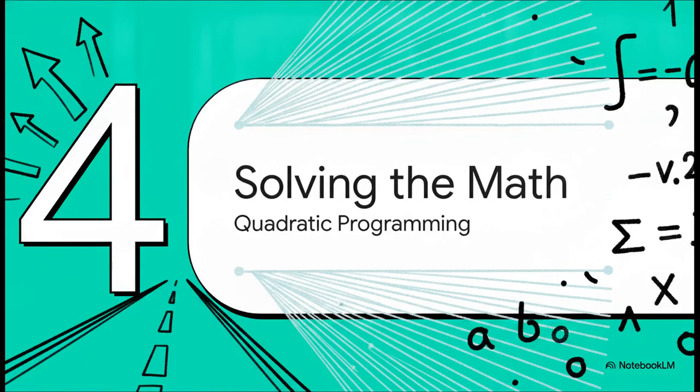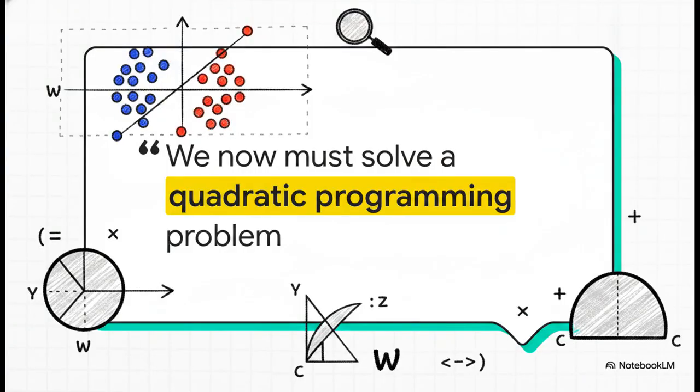Okay, we want the widest street, but computers don't understand streets. They need math. Section 4, solving the math problem. To mathematically maximize that total margin between our classes, it turns out we actually need to minimize the length of our weight vector, which we denote as W. And because of how the geometry works out, minimizing this weight vector while ensuring all the points stay on the correct side of the street translates directly into a constrained quadratic programming problem.